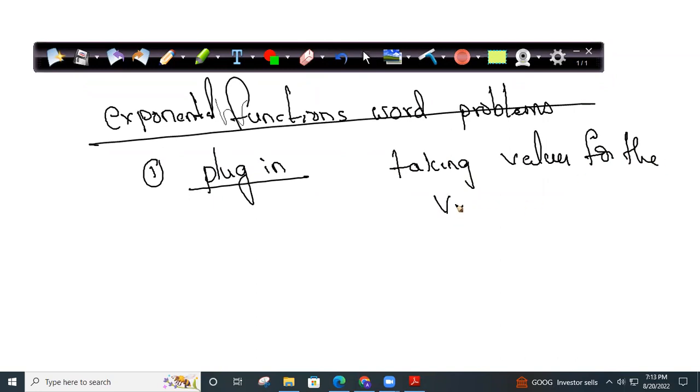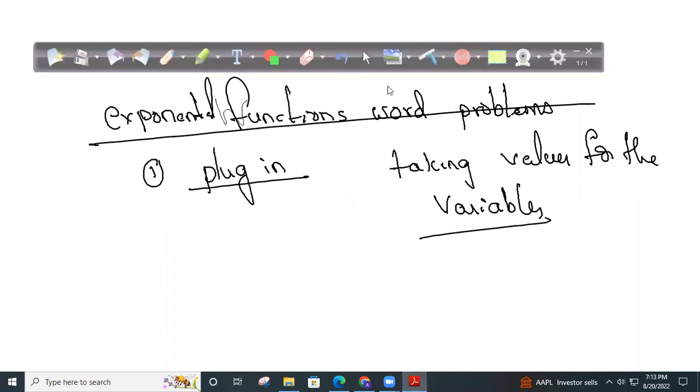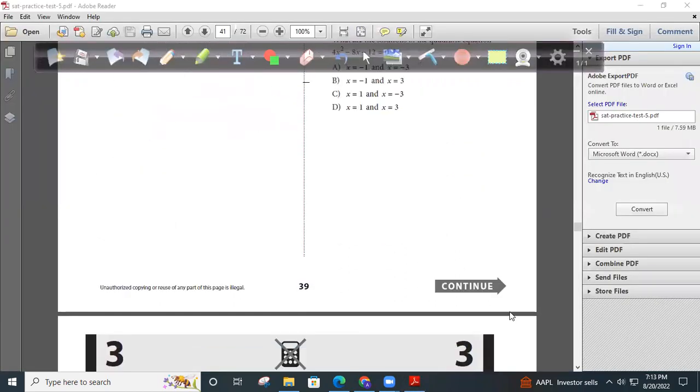Take any question. If you use this plugging in, then only you can solve the questions happily. Happily means you can solve the question in less time and you'll get it correct. If not, even if you are an extremely smart student, if you try to play with the numbers in exponential functions, you'll go wrong. So for example, if I want to solve some question, let me show you the actual questions.